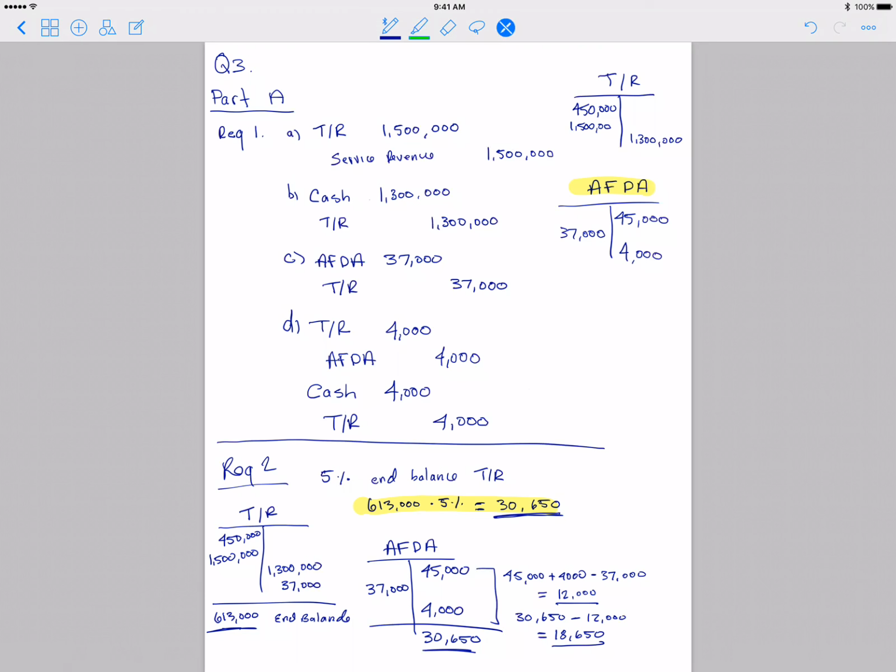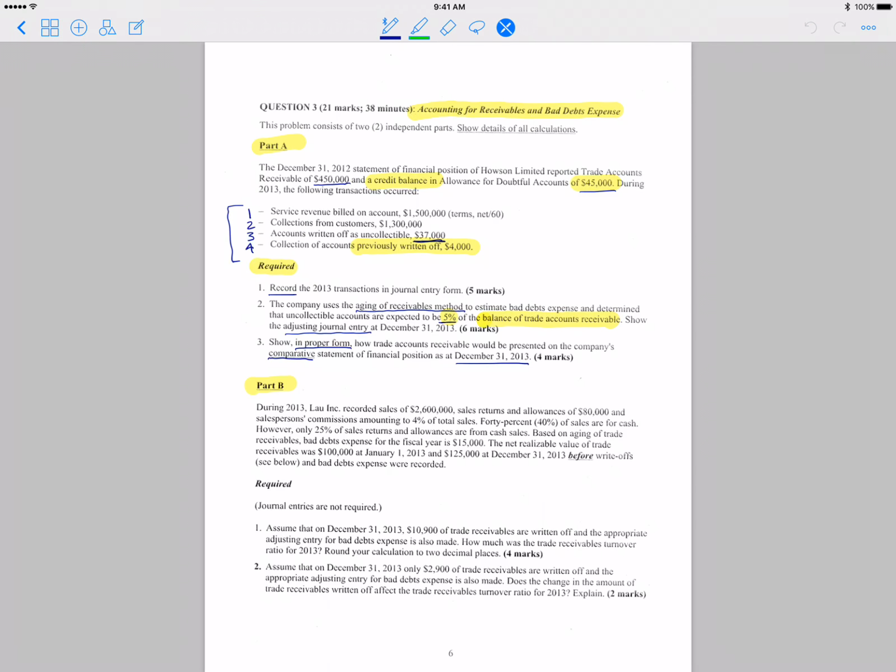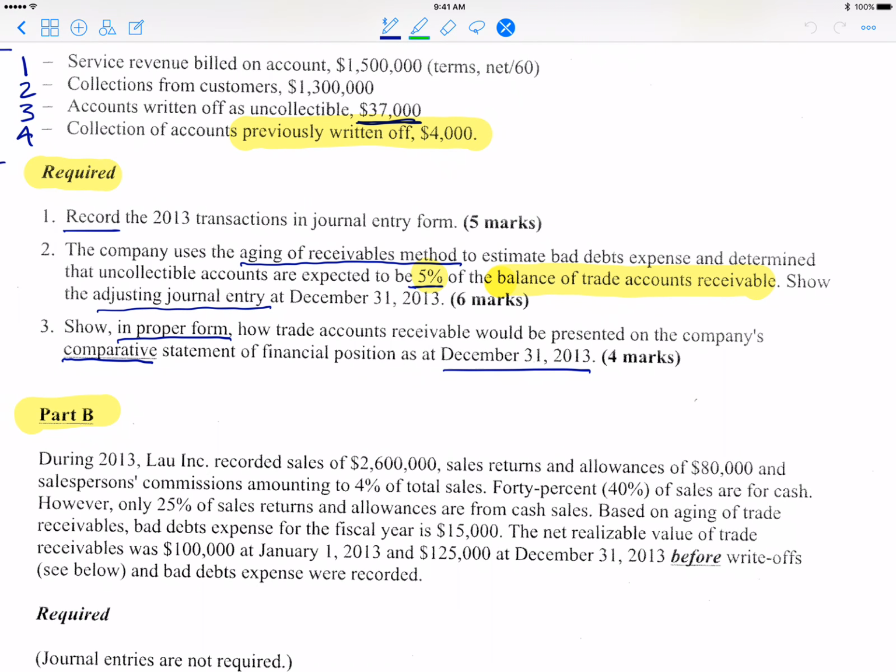So let's get started with requirement 3. Let's zoom in a little bit. All right. So requirement 3 asks us to show in proper form how trade accounts receivable would be presented on the company's comparative statement of financial position as at December 31st, 2013. So again, what's important here is that we really want to show in proper form comparative statements. So let's get started with that.